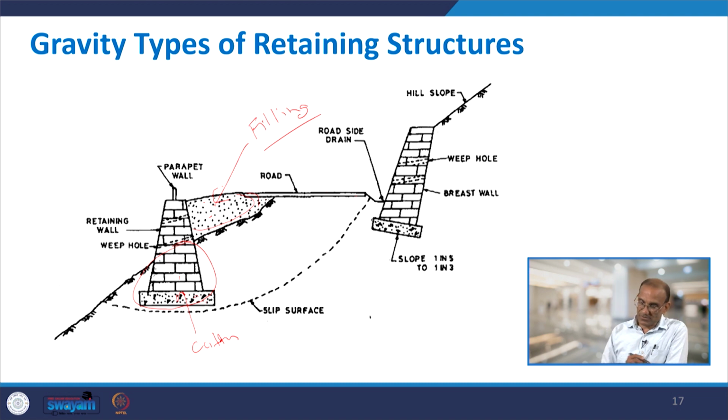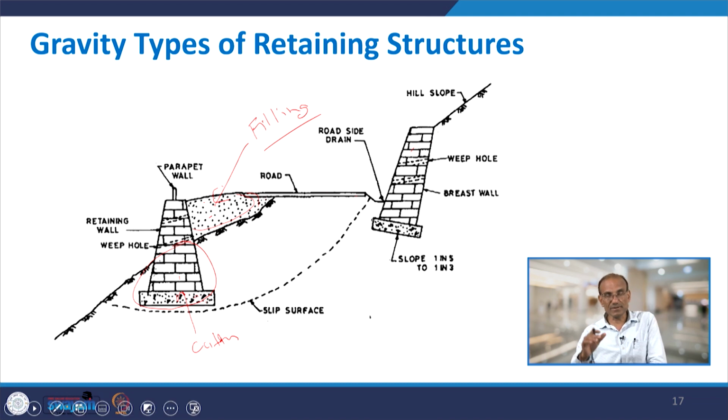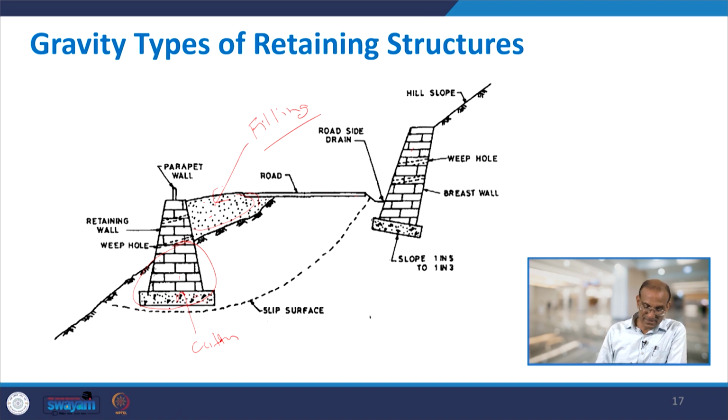In the case of the breast wall you are doing only cutting, no filling. Let us say the original position was this. You will cut down some material and to put the wall you have this, and this is inclined. This base is also inclined, whereas in the retaining wall case the base is horizontal. So this was about gravity type retaining walls, which could be the retaining wall simply or the breast wall.